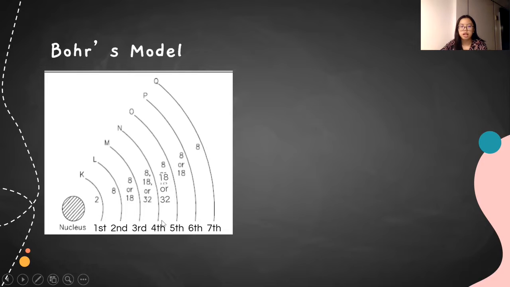Fourth, called N, can hold up to 32 electrons. Fifth, or O, can hold up to 32 electrons also. Sixth, or P, can hold up to 18 electrons. Seventh, or Q, can hold up to 8 electrons.